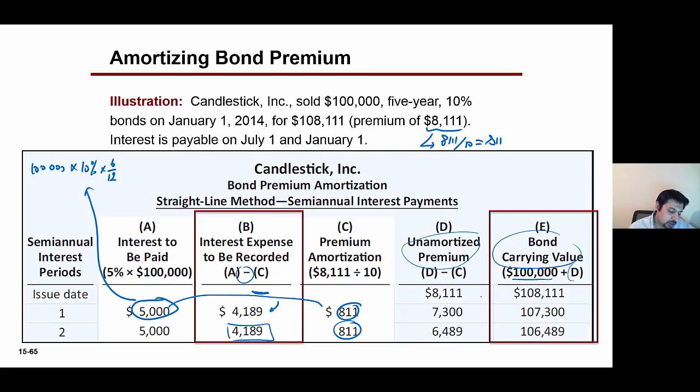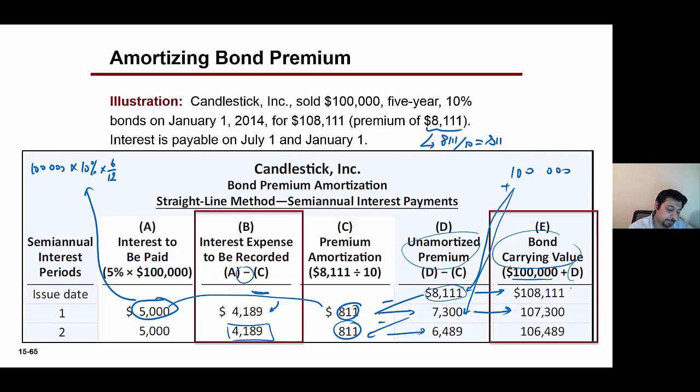Once again, originally the company would record the unamortized premium before they start recognizing and amortizing it, and this one will be minus the amortization. That would give us the first payment, and then we have this one minus amortization. It would give us the second amount of the unamortized premium. The carrying value will always be 100,000 plus this one. Second one, it will be plus 7,300. It will be 107,300, etc. It's always going to be the same.